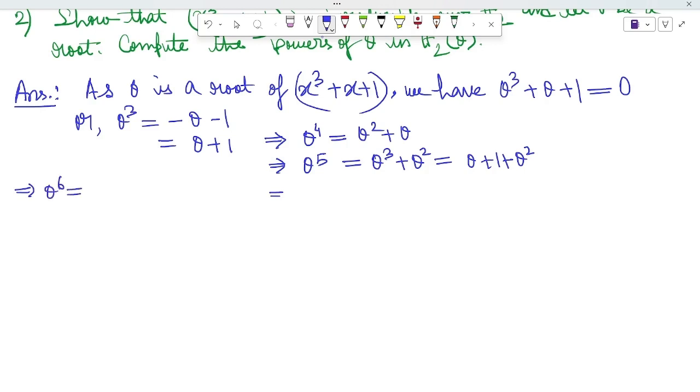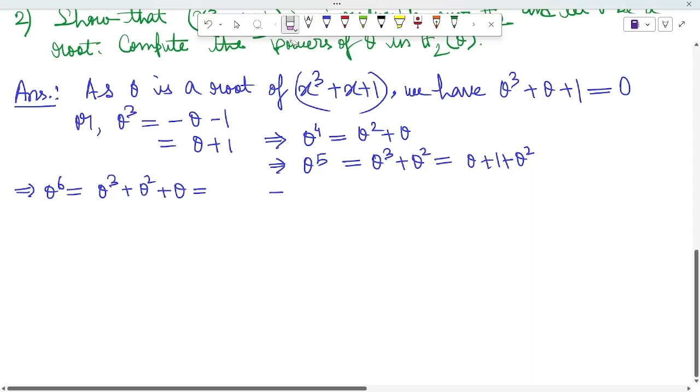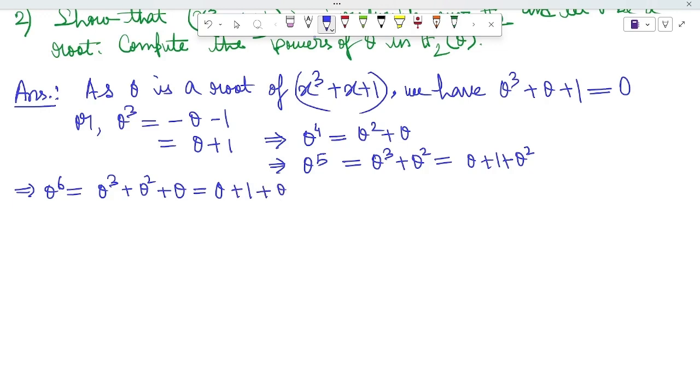Theta to the power 6 means theta cube plus theta square plus theta, which means, since theta cube means theta plus 1, it is theta plus 1 plus theta square plus 1 plus theta. That means theta square plus 2 theta plus 1. But 2 means 0, so it is this thing.